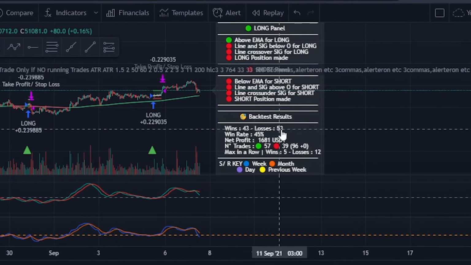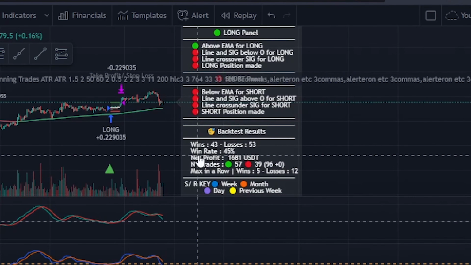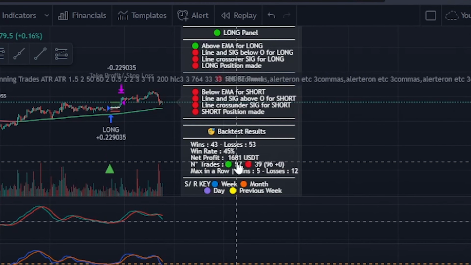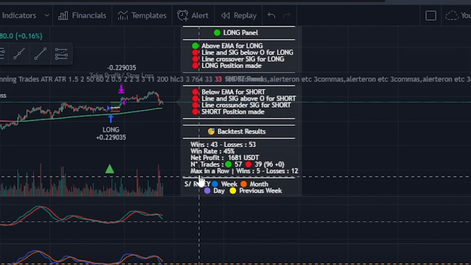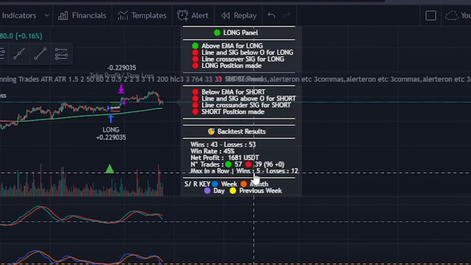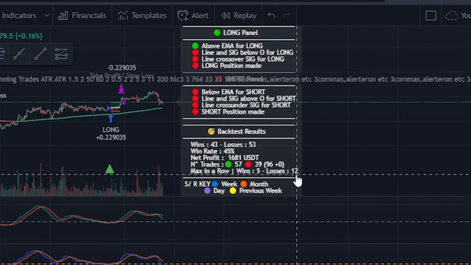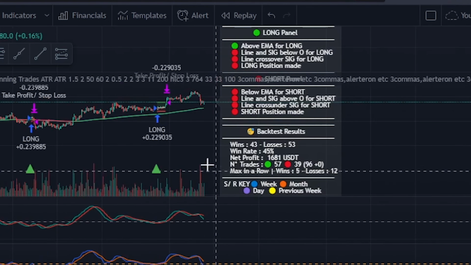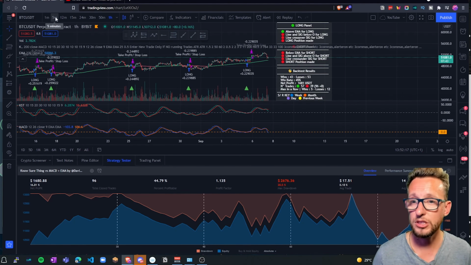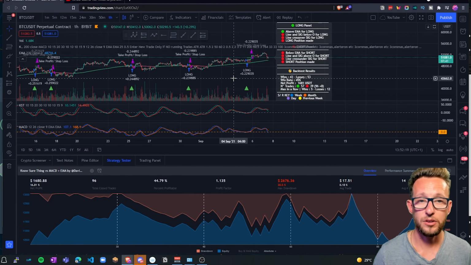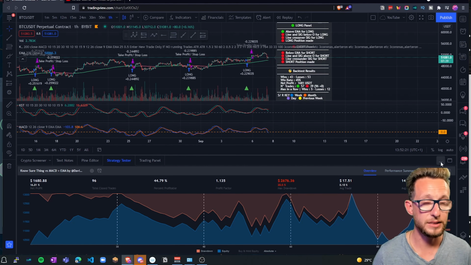So we had 43 wins and 53 losses. We had a win rate of 55% and net profit, as I said, of 16.8%. Number of longs were 57, number of shorts was 39. Max wins in a row was 5, and max losses in a row was 12. So a lot more losses in a row than the actual KST. So I've done this on the hourly time frame. You can actually download this and use it on the 10 minutes, the 5 minutes, and configure it yourselves.